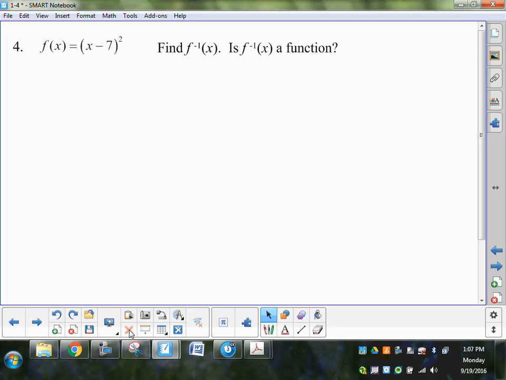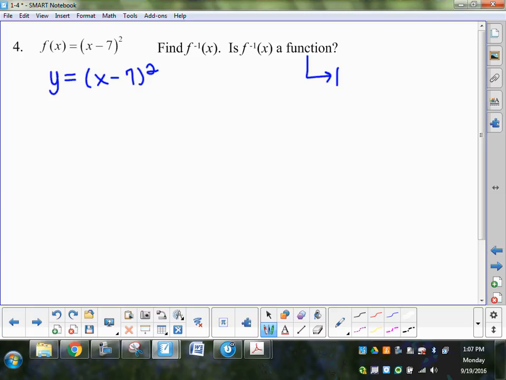You know what? I'll say we'll see this as we get to it. First thing up, I'm going to write it in y equals form. So this will be y is equal to the quantity of x minus 7 being squared. Well, we can actually answer this now. We need to find the inverse. Is the inverse on this going to be a function? Alex, what do you say?